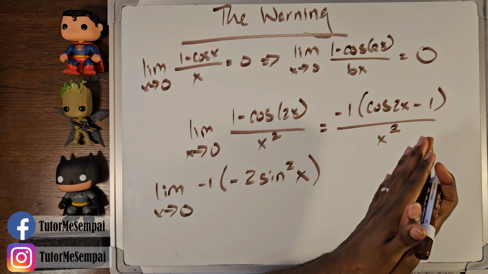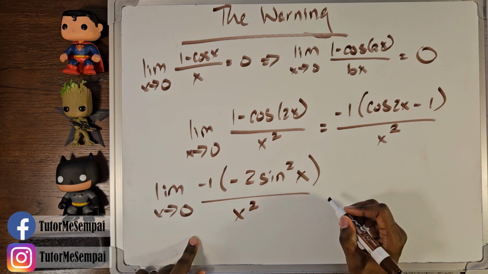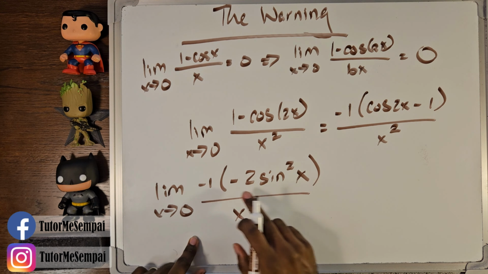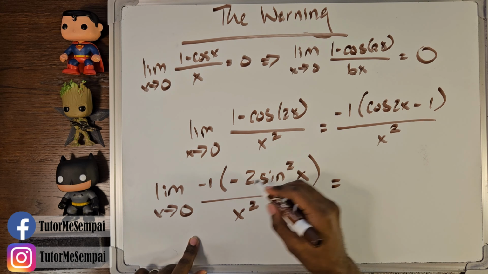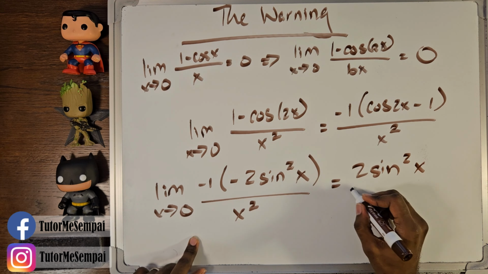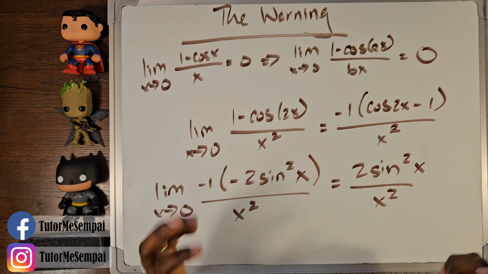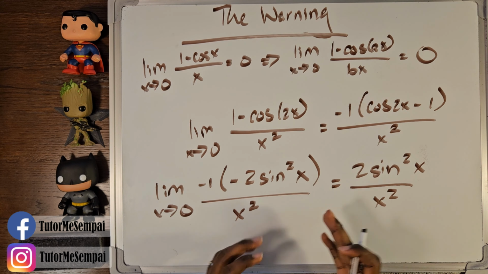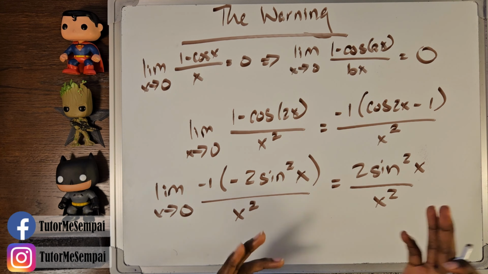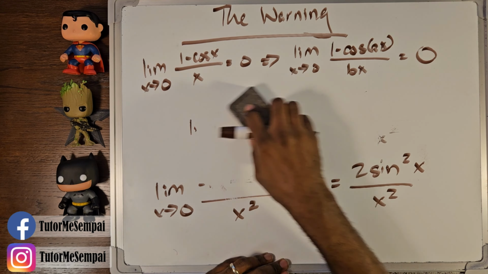Taking advantage of our trig identity, we can plug this in, and now we have an x squared in the bottom, which means that now we can get rid of that negative there. So we just have our 2 sine squared x over x squared. Well, now we can actually break this apart. You can break this into 3 different limits. Believe it or not, 3 different limits. So let's start there.